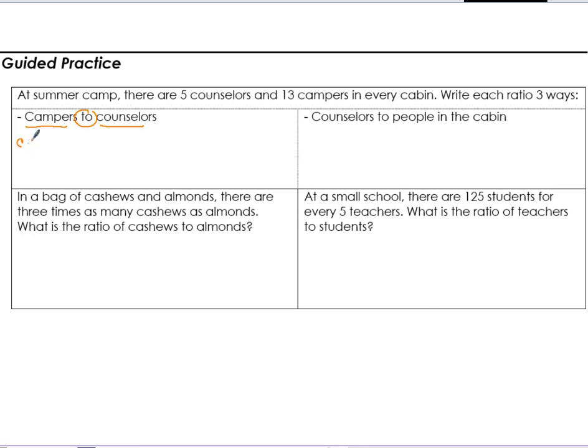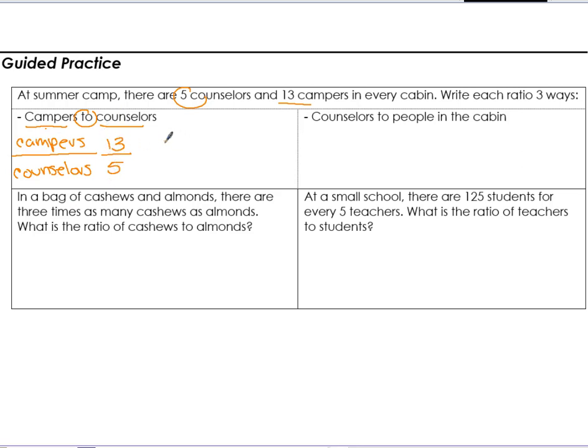Now I'm going to write that in. Campers to counselors. Because remember, we can always write it as a fraction form. Now I'm going to write it as a fraction form first to make sure and see if I have to simplify the fraction. So campers, I have 13 campers. And then I have 5 counselors. So you have to pay attention to the wording. Okay, first is campers, then is counselors. This is my first way of writing it.